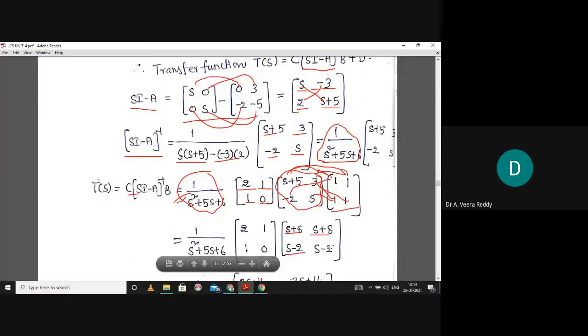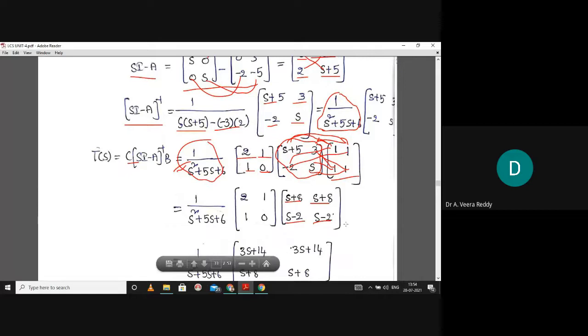Next, 1 into minus 2 plus 1 into s, so s minus 2. Next, 1 into minus 2 plus 1 into s, so s minus 2 again. So this is 1 by s square plus 5s plus 6 into the matrix 2, 1, 1, 0. The product of these two is s plus 8, s plus 8, s minus 2, s minus 2.